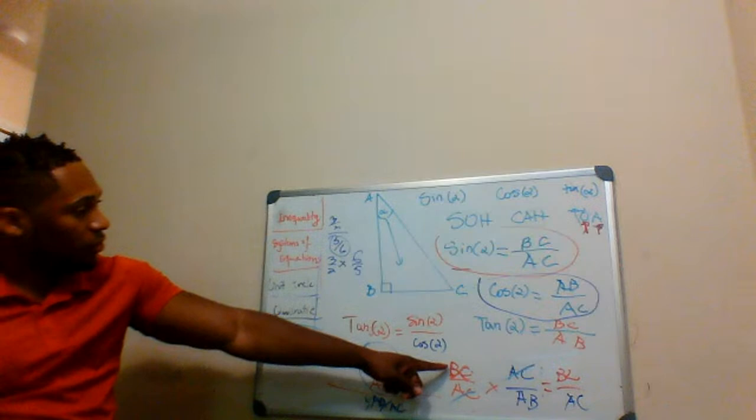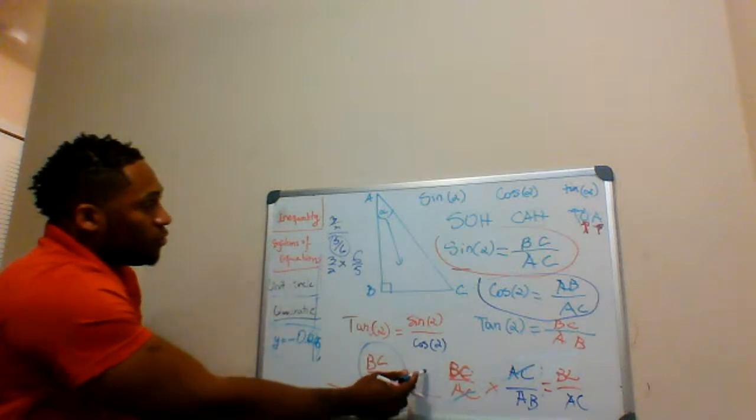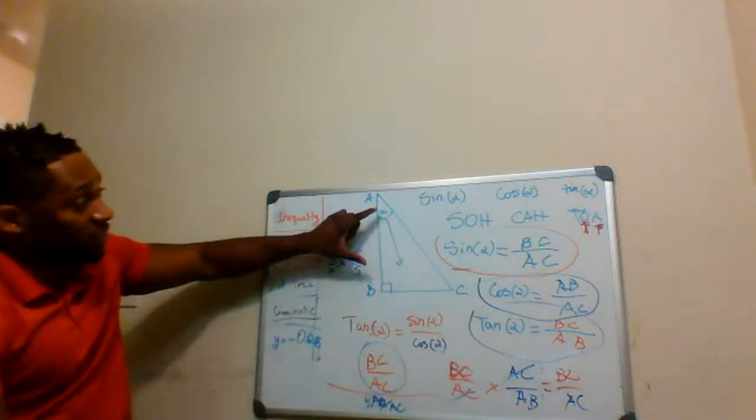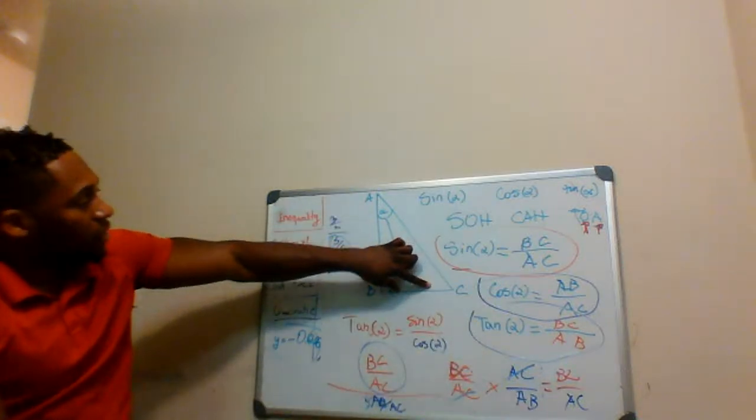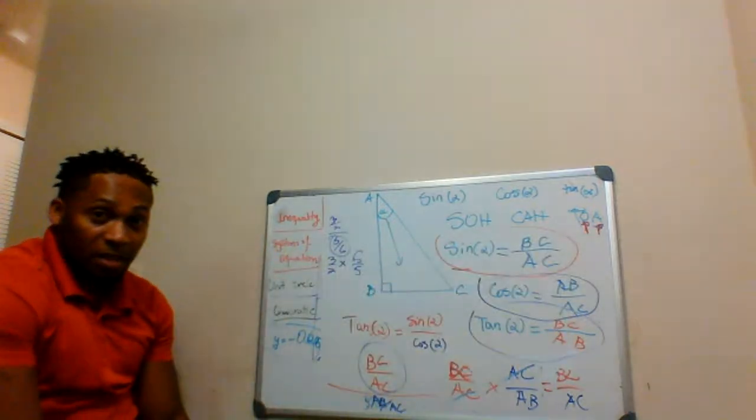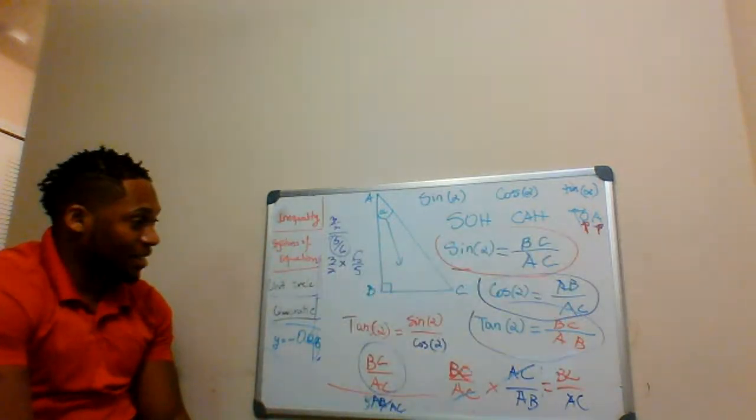Now, does that work out to what we had here? BC over AB, what did we say tangent of alpha is? BC over AB, which is the opposite side, BC, divided by the adjacent side, AB. So same thing. So does that make sense?